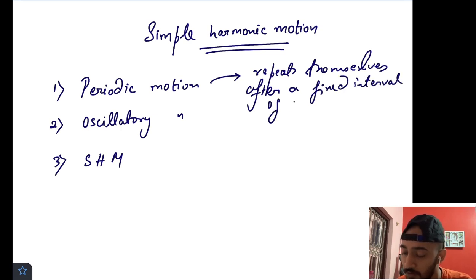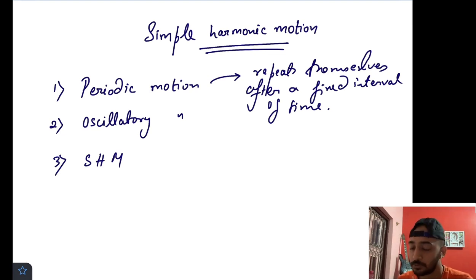Okay, so basically motion of the moon around the earth, motion of the earth around the sun, motion of the electron around the nucleus, these all represent a type of periodic motion. But you cannot say that these are simple harmonic motions, because simple harmonic motions come under their own category and under their own constraints.